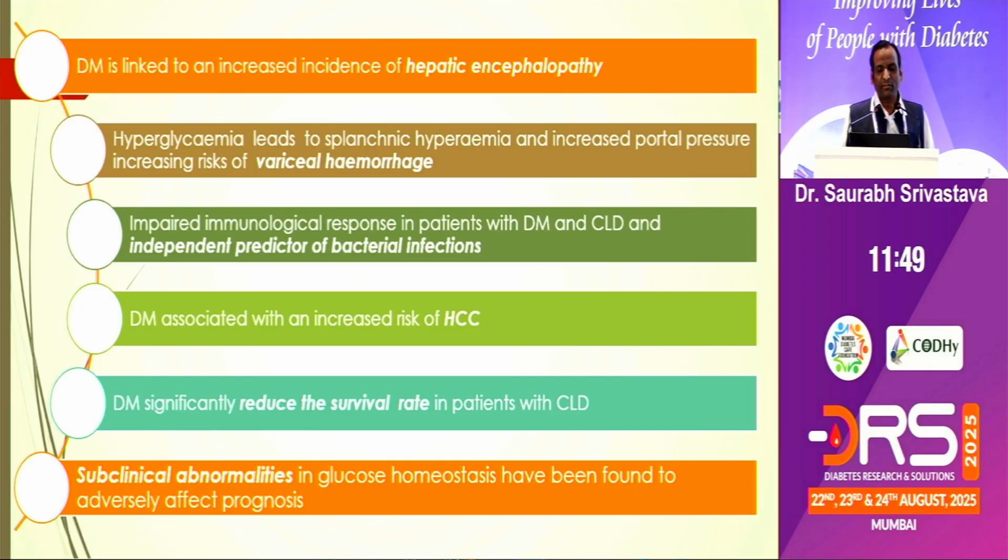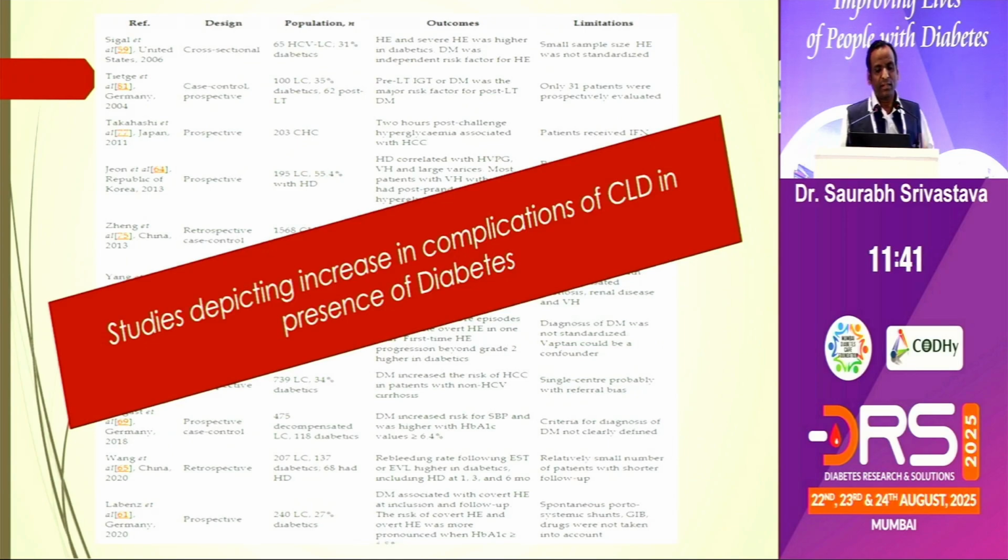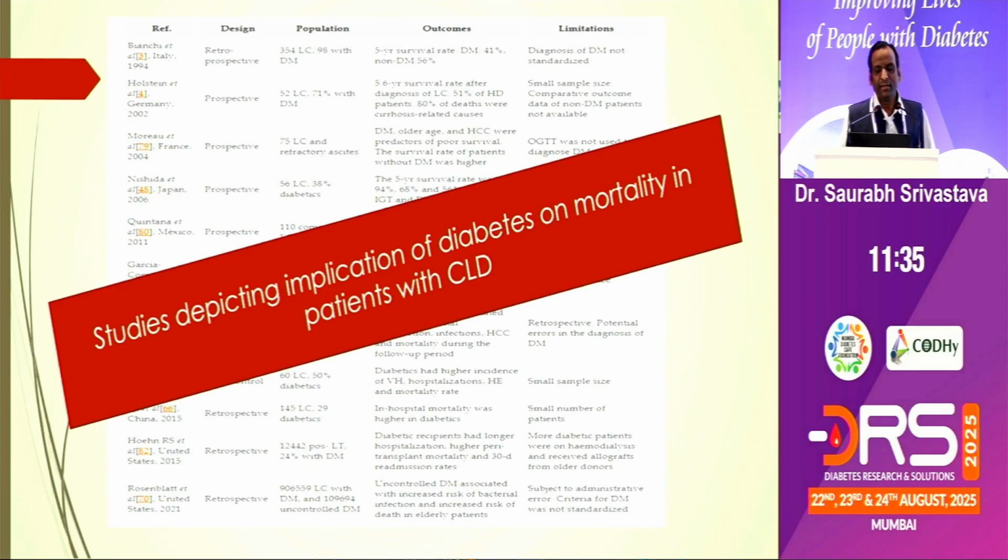It has an increased risk of hepatocellular carcinoma, and it significantly decreases the survival rate if the patient of CLD has diabetes mellitus. There are numerous studies which depict that there is an increase in complications of CLD in the presence of diabetes, and increased mortality in patients of CLD if the patient has diabetes.